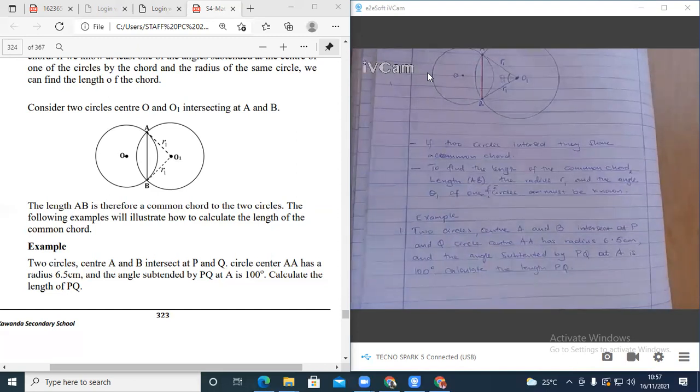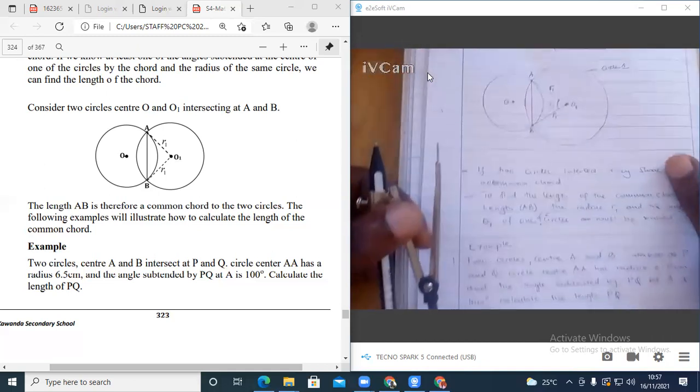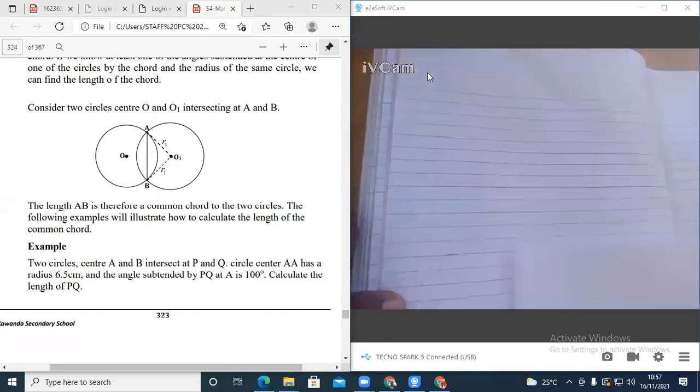Circle center A has a radius, I think it is A, of 6.5 centimeters, and the angle subtended by the chord PQ at A is 100 degrees. Calculate the length of PQ. So without even looking at how these people drew the diagram, we can draw ours and then see what really took place. Let me go to another page.